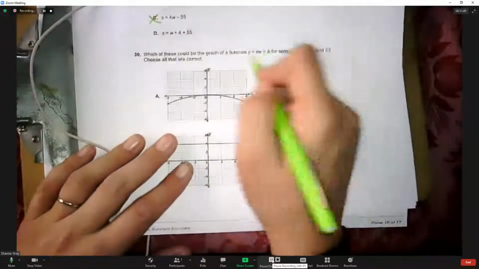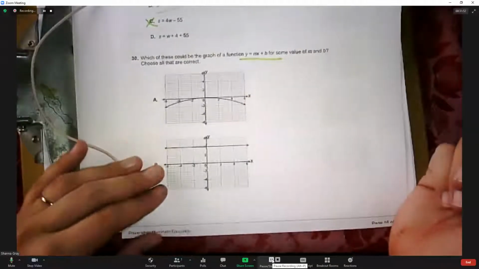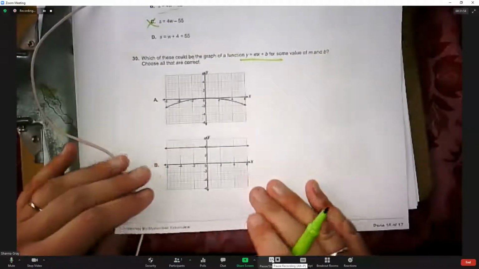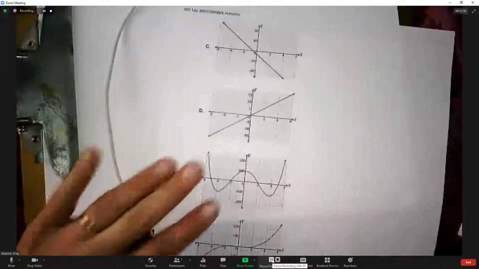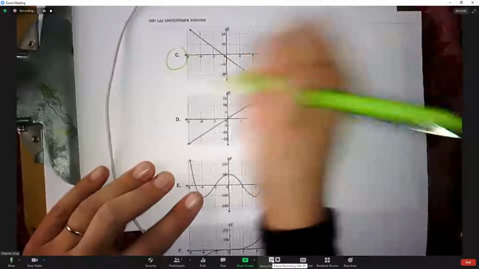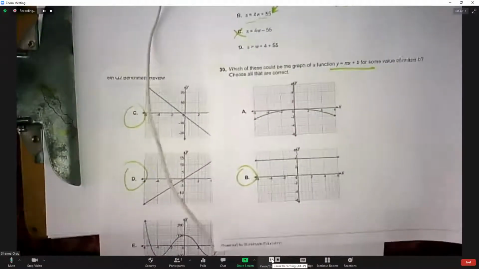All right, which one could be y equals mx plus b? Hopefully you remember that's a straight line. So b could be 1, right? That's a straight line. And c could be 1, straight line. d could be 1, but not here. Trying to get them so you can see both together. It'd be B, C, and D, but not A here.